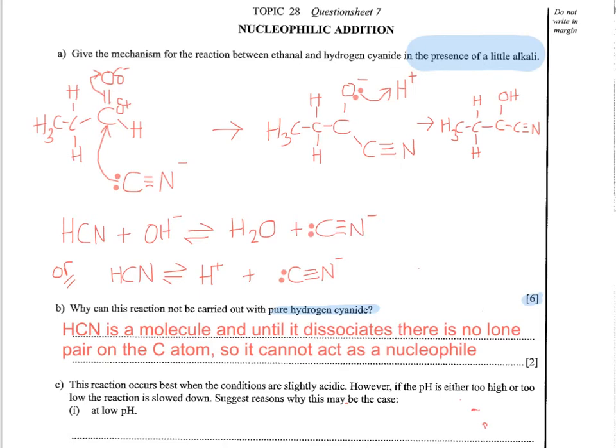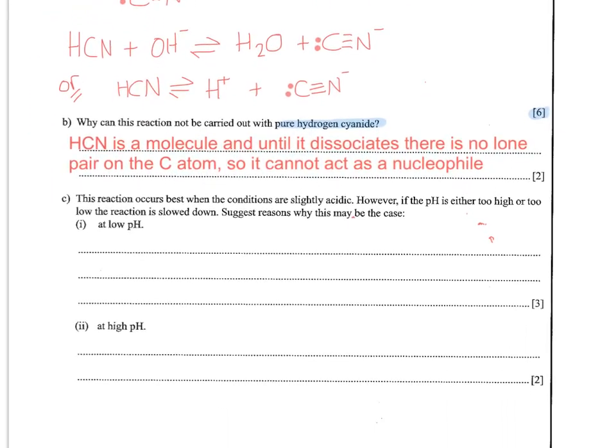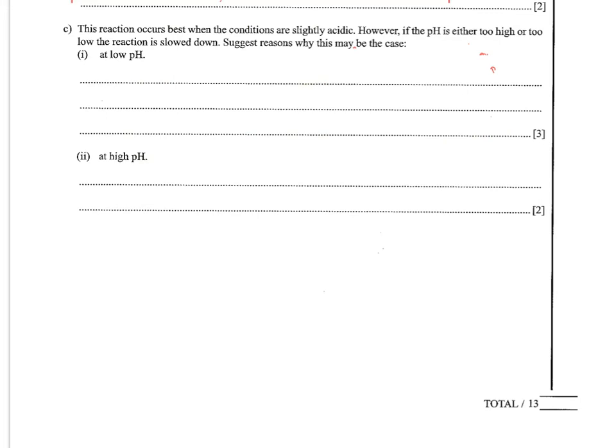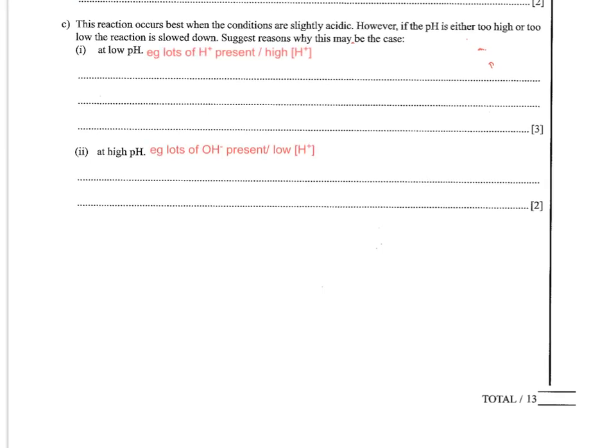So let's look at the next part of the question by moving the page down a little bit. It says the reaction occurs best when the conditions are slightly acidic, but if the pH is either too high or too low, the reaction is slowed down, and it asks you to suggest reasons why this might be the case. So at low pH, we have a lot of H plus present. At high pH, we have a lot of OH minus present. So it can also be considered in terms of high or low H plus concentration.